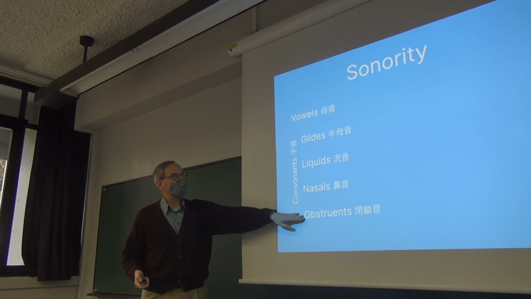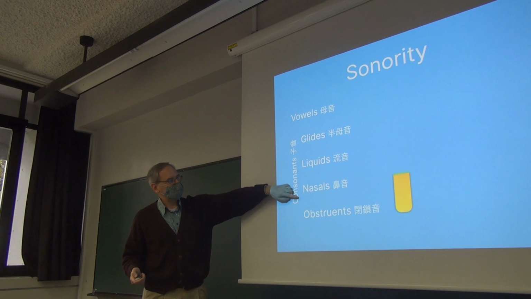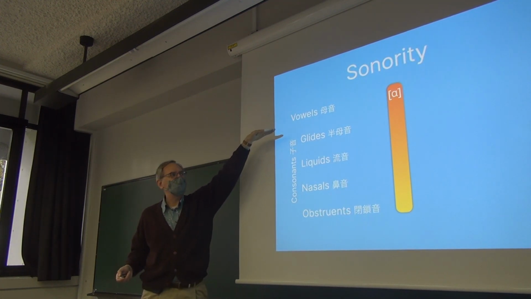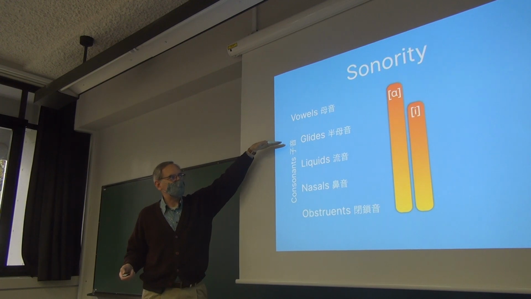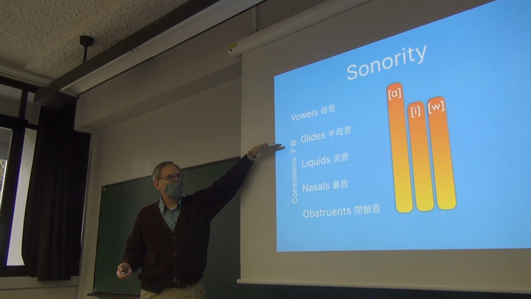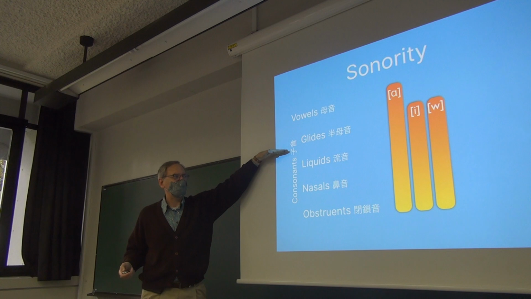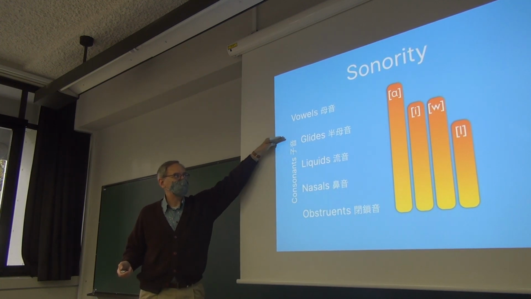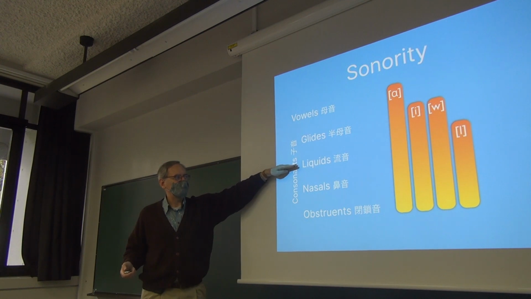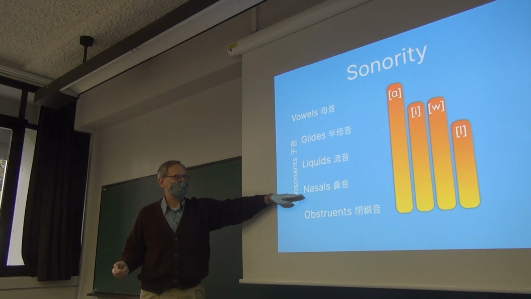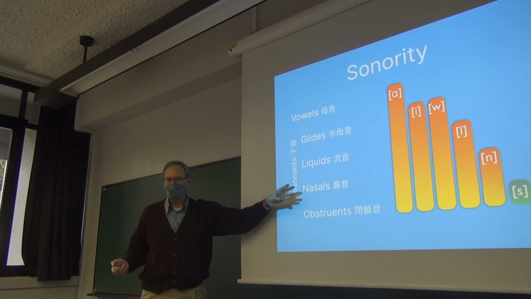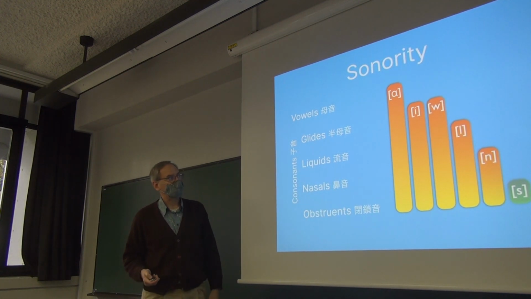Okay, so we have obstruents, vowels, glides, liquids, nasals, right? Vowels have the greatest degree of sonority, like ah. Then we saw that glides and high vowels, y and w, have the next degree of sonority. Liquids, sounds like l and r, have less sonority than the glides, but more sonority than the nasals. Nasals have less. And then obstruents basically have none, right? Like s, an obstruent.